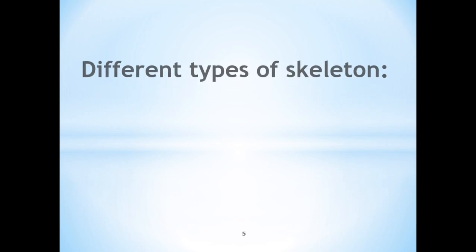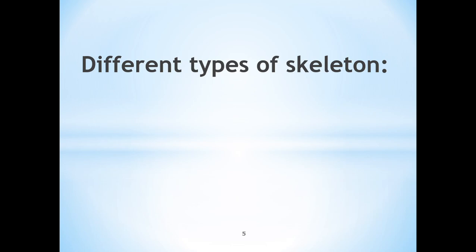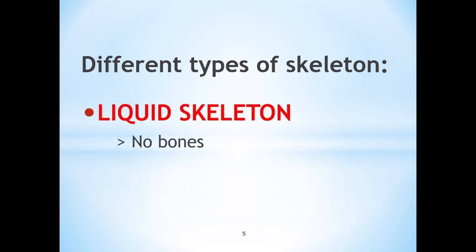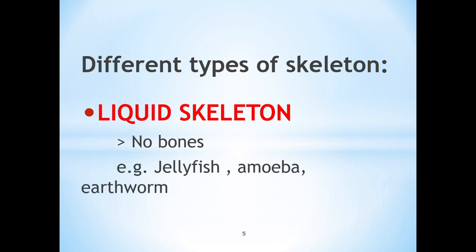We also have different types of skeleton. The first one is the liquid skeleton, since they are filled with water. They do not really have what we call real bones. Examples of this are jellyfish, amoeba, and earthworm. Their soft body is really filled with water.